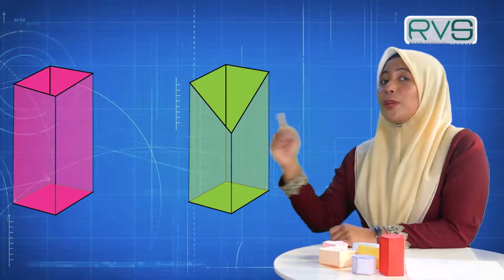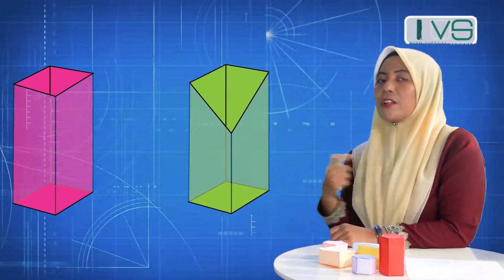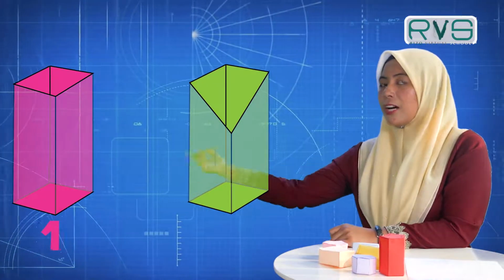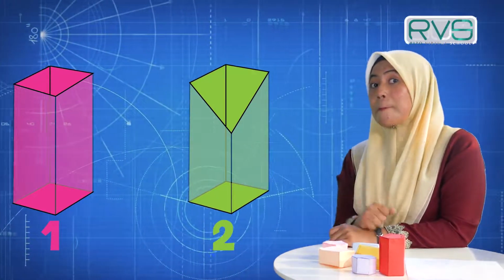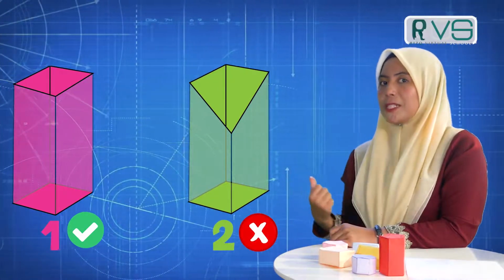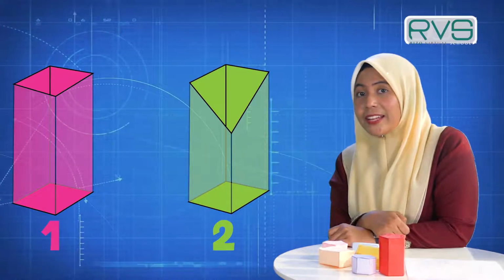Alright, which one do you think is a prism and which one is not a prism? Number 1 or number 2? Okay, very good. Number 1 is a prism, but number 2 is not a prism. But why? Can you give me the reason why?